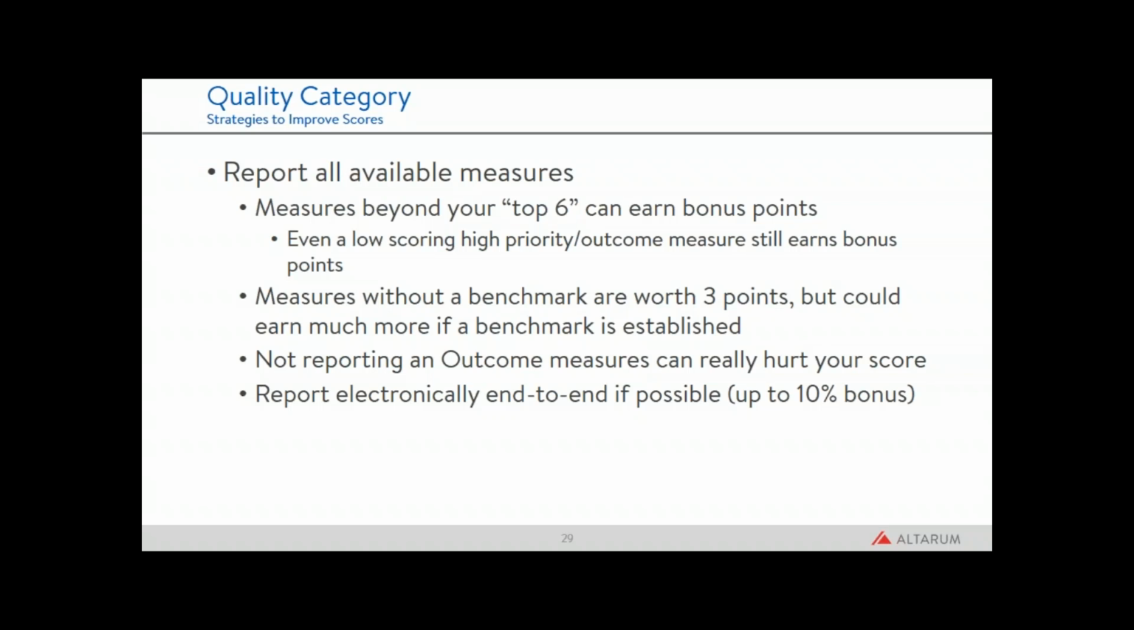Not reporting an outcome measure can really hurt your score, both because you're losing the points for that measure and you're affecting your ability to earn additional bonus points. And you should always take advantage of reporting electronically end-to-end if possible.